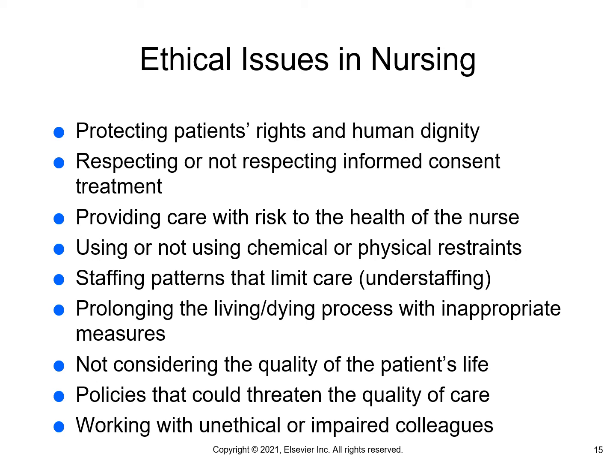And they were most disturbed by these problems. Number one, coping with staffing patterns that limit patient access to nursing care. So that's the order of priority. Prolonging the living dying process beyond appropriate measures was the second. Third was not considering the quality of a patient's life. Four was implementing managed care policies that threaten quality of care. And five was working with impaired or unethical colleagues. And more than 30% of those nurses reported ethical issues.